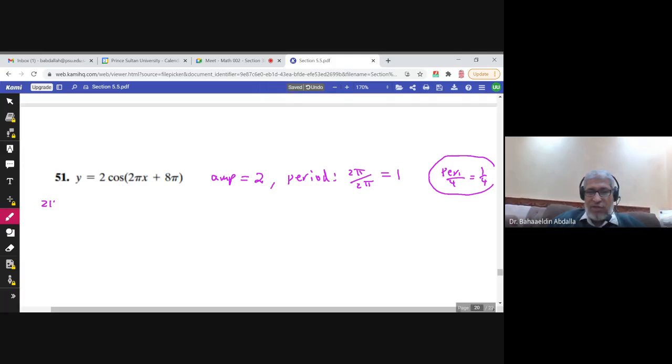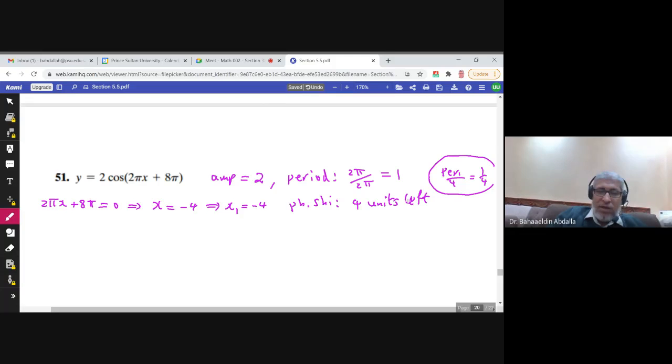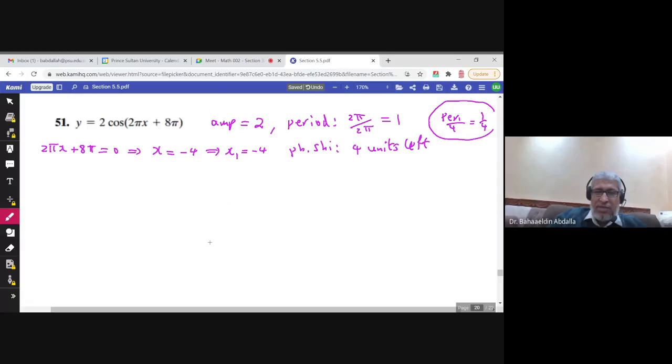Now to find the phase shifts, I solve this equation: 2 pi x plus 8 pi equals 0. If you take 8 pi to the other side and divide by 2 pi, you will get negative 4. So negative 8 pi over 2 pi is negative 4. So I will start from negative 4, and the phase shift would be 4 units left. Okay, now how to find the x values?